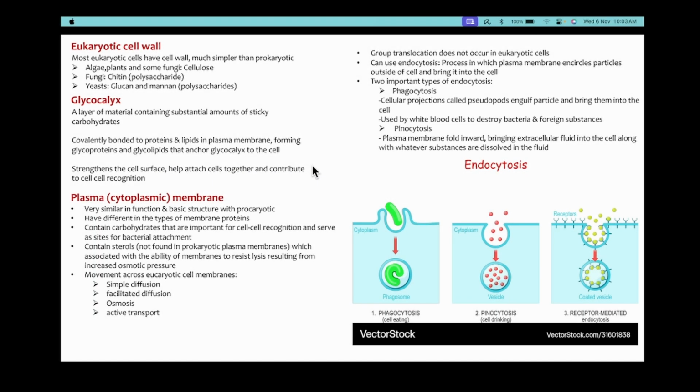For the eukaryotic cell wall, most eukaryotic cells have cell walls that are much simpler than prokaryotic ones. In fact, it is the cell wall that allows scientists and researchers to quantify some of the eukaryotes. Fungi have ergosterol in their cell membrane, and this is the component that mycologists use to quantify the biomass of fungi in the environment.